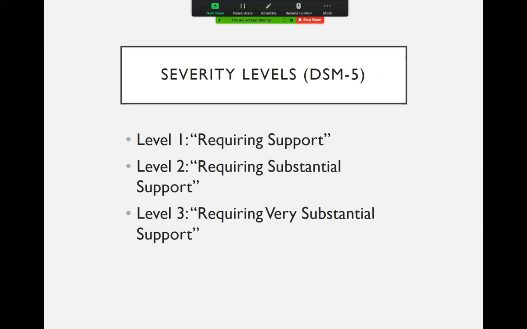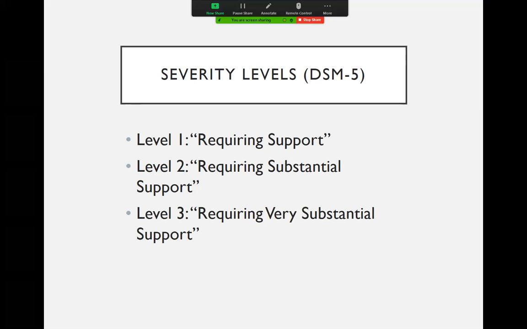Level 2 is requiring substantial support, and individuals that fall in level 2 are described as being able to speak in simple sentences. Interaction is limited to narrow topics. They'll talk to you, but only about video games. They'll talk to you, but only about dinosaurs or only about Transformers. And they do have difficulties in that nonverbal communication piece.